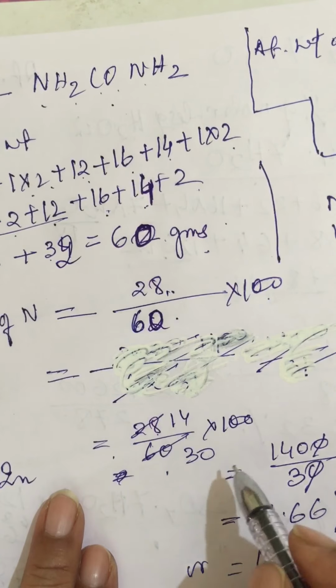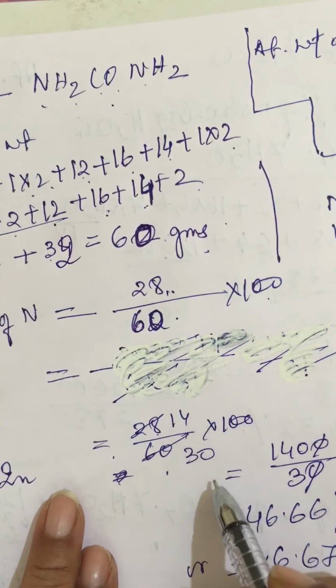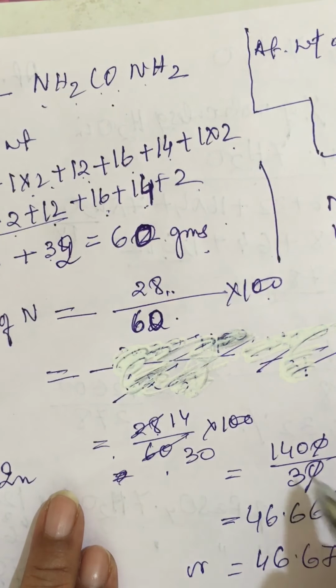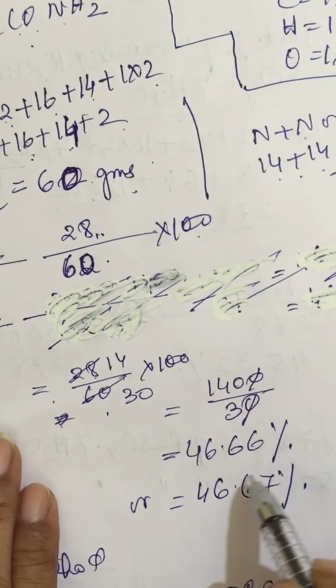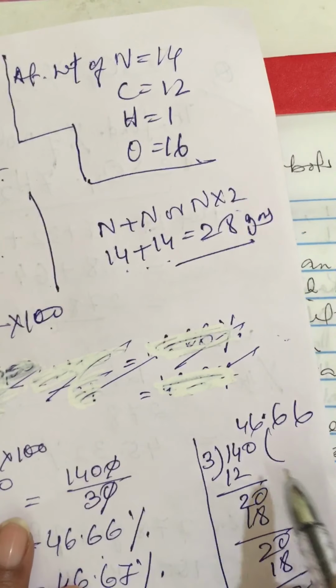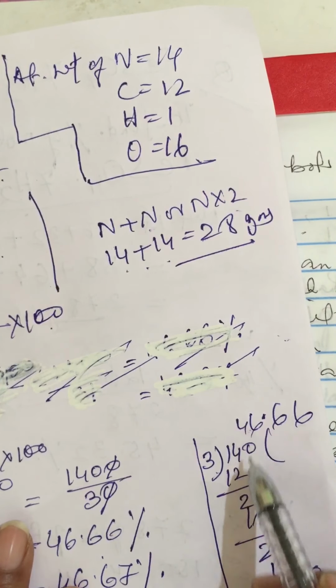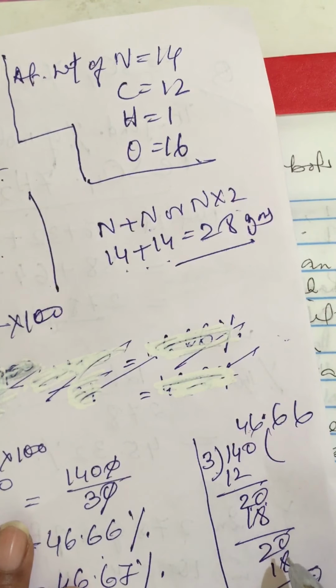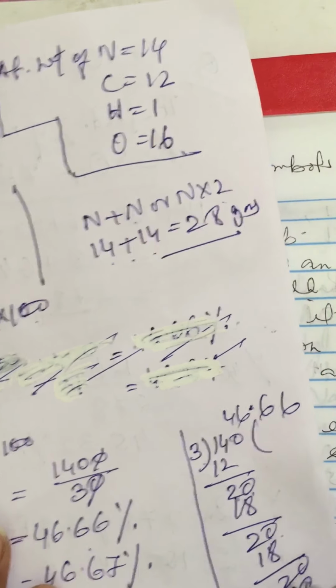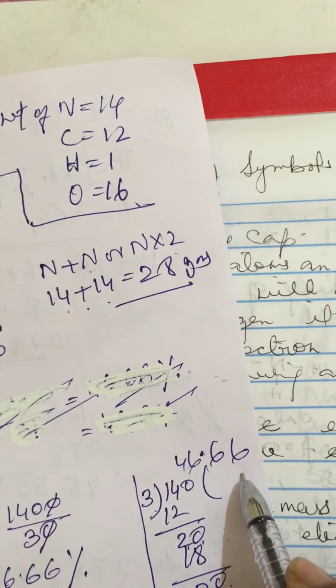28 by 60. You will get 1400 by 30, or you can cancel this, 140 by 3, you will get 46.6%. This is the division. See, 3 4s are 12. You can do 2, 0, 3 6s are 18, then again 2, then again you put a decimal and put 0, 2 3s are 6, 18. So 2 times you do, because after 2 decimals there is no need to do the calculation if it is coming in recurring.